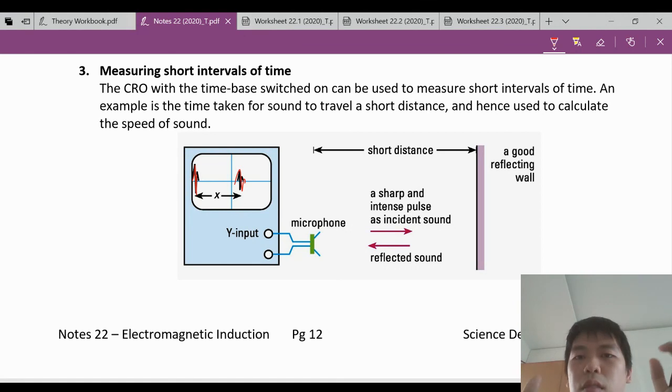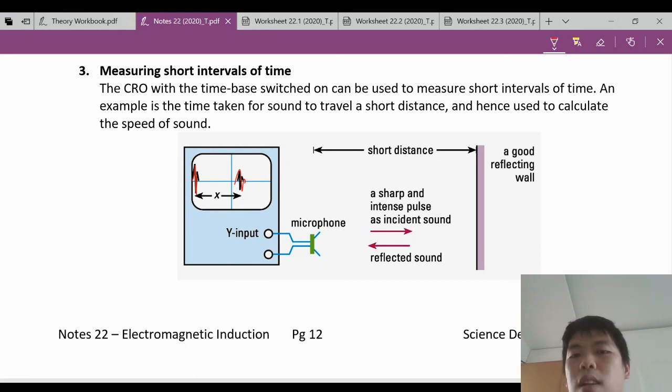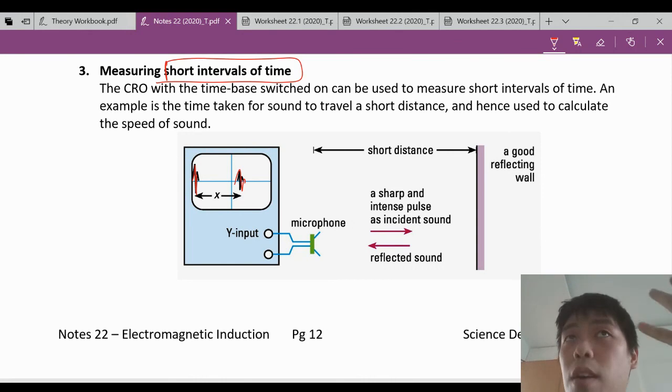So the time interval, because we know that there is a time space in between, because this is a time base on the x-axis, you can measure the time for the sound to travel to the wall and come back. So you can use it to measure intervals of time. And in our topic of sound, we can use it to measure distance itself.